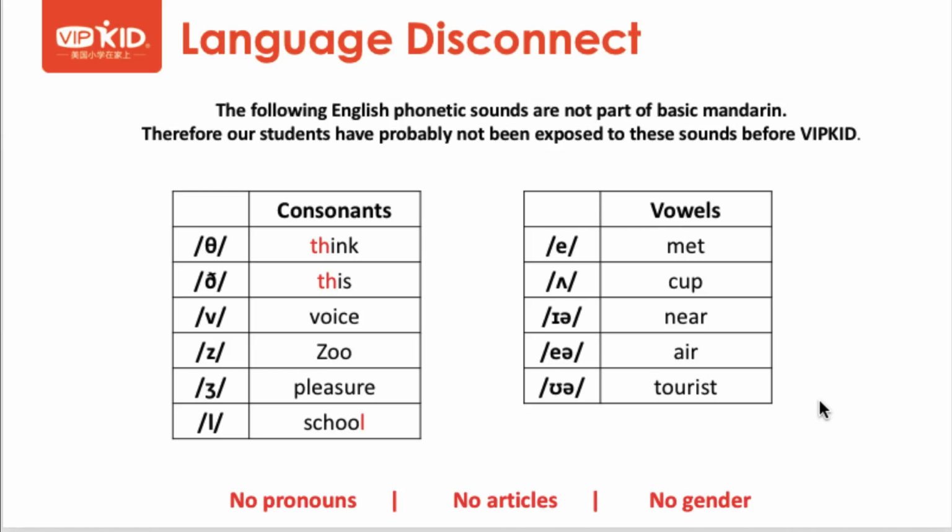Also, there are no pronouns, there are no articles, and there is no gender. In other words, that boy has a red ball, that girl has a blue ball, not he has or she has. So again, if you see that you're having problems with the he and she, especially when you're talking, this is why. It's because they do not have it in Mandarin.